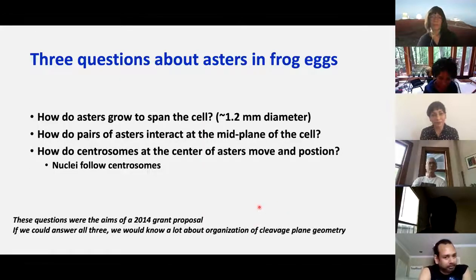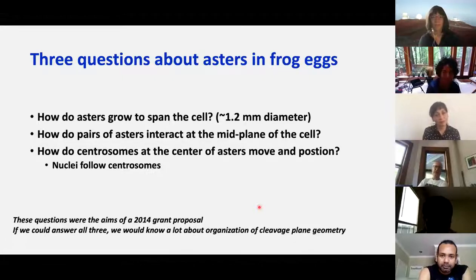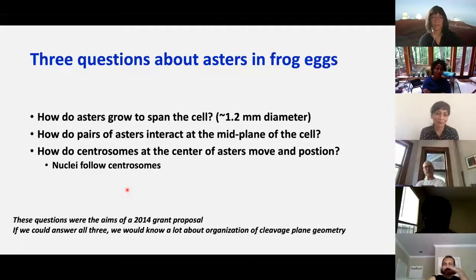So the three questions we've been grappling with for the last few years are: how do these microtubule asters grow to span the cell to get these giant dimensions? How do pairs of asters interact at the midplane of the cell? And how do the centrosomes at the center of the aster move and position in order to ultimately control the geometry of successive cleavage planes? And as I mentioned, the nuclei follow the centrosomes. These three questions were the aims of an old grant proposal that I've been working on. I want to touch on each of them very briefly, but spend most of the time on the third one, on which James in particular made recent progress.